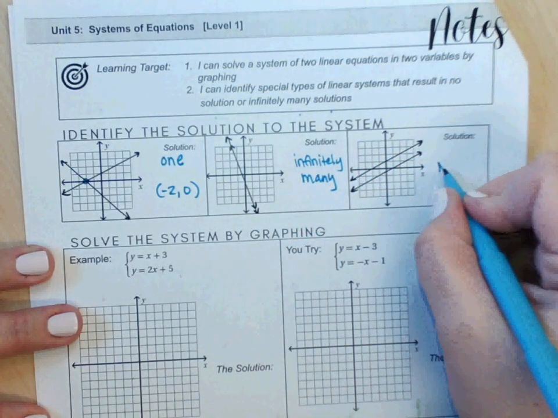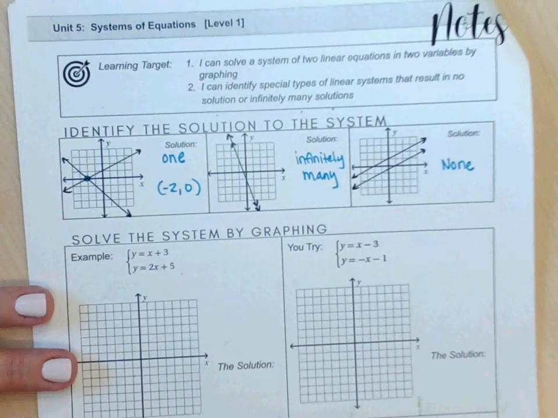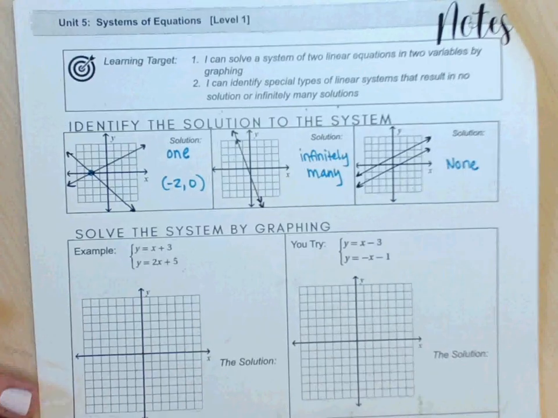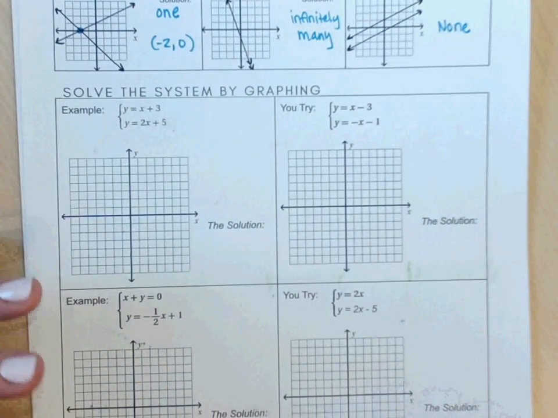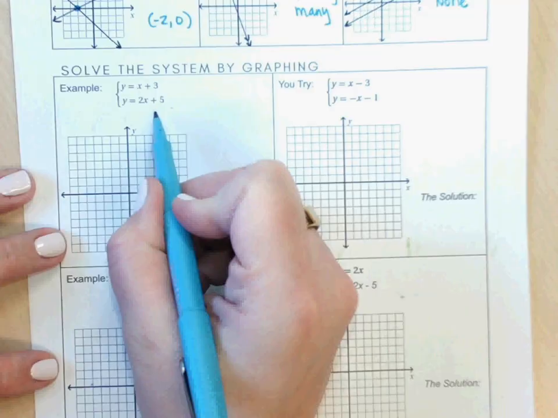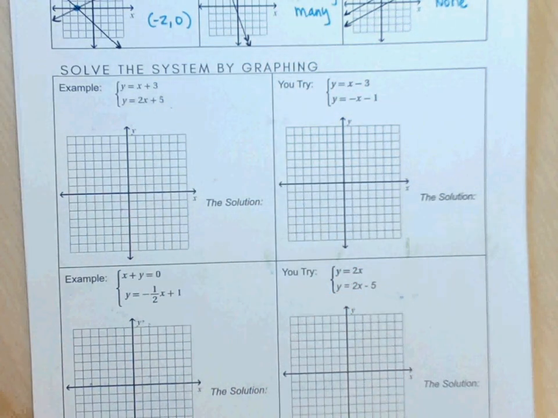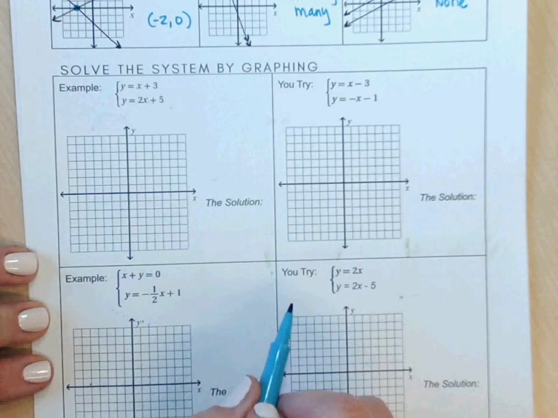And there are no solutions because these ones are parallel. Okay, for the last bit of what we're going to do, we're not doing anything new. We're just putting ideas together. When you solve a system by graphing, we're going to graph each of these lines, and the point where they intersect is our solution. So, if you know what you're doing, go ahead and work ahead of me.